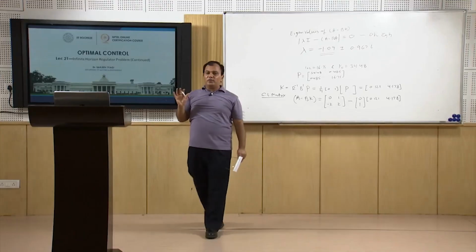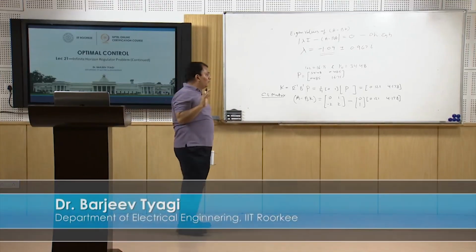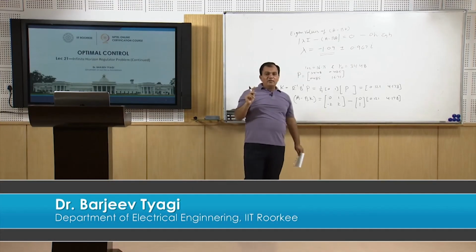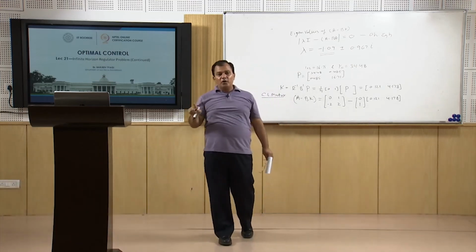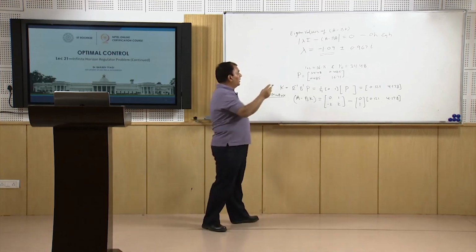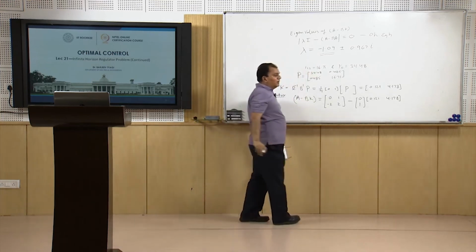So, my closed loop system is stable, while my original system was unstable, but by implementing the optimal control law we find that my closed loop system is a stable system.